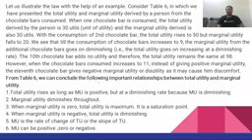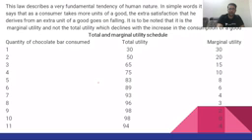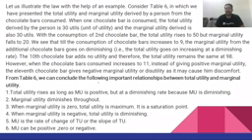Yeah. So let us illustrate the law with the help of an example. Now consider the previous table, in which we have presented the total utility and the marginal utility derived by a person from the chocolate bars consumed. When one chocolate bar is consumed, the total utility derived by the person is 30 units, and the marginal utility derived is also 30 utils. With the consumption of the second chocolate bar, the total utility rises to 50, but the marginal utility falls to 20.